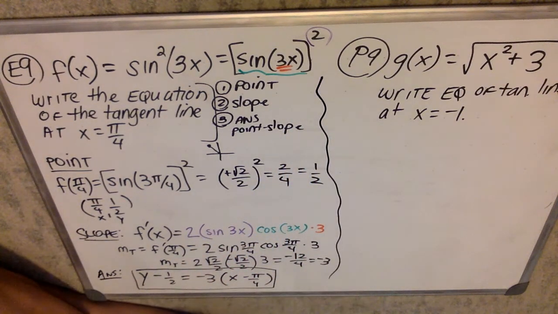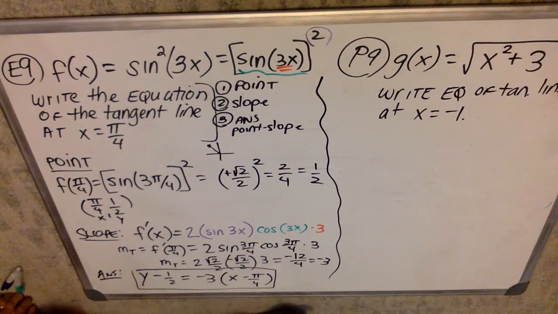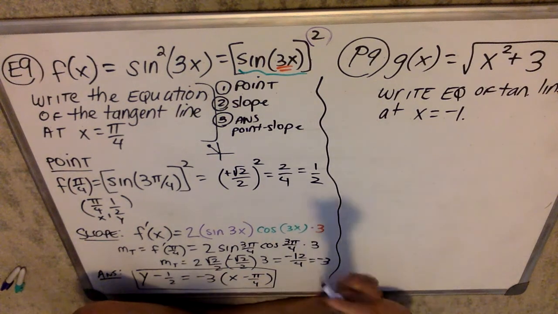So, if you want to try P9, go ahead and pause me. I'm going to walk through it. It's the same question, except you have a g of x that is the square root of x squared plus 3, and I want the tangent line at x equals negative 1. So, go ahead and pause me if you don't want me to do it.